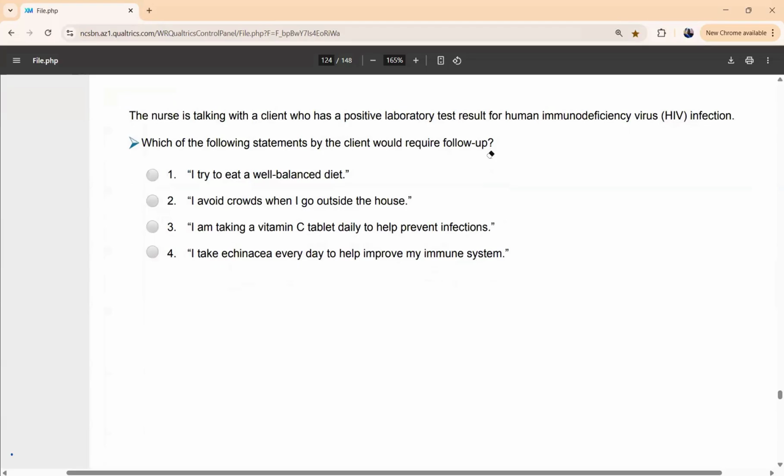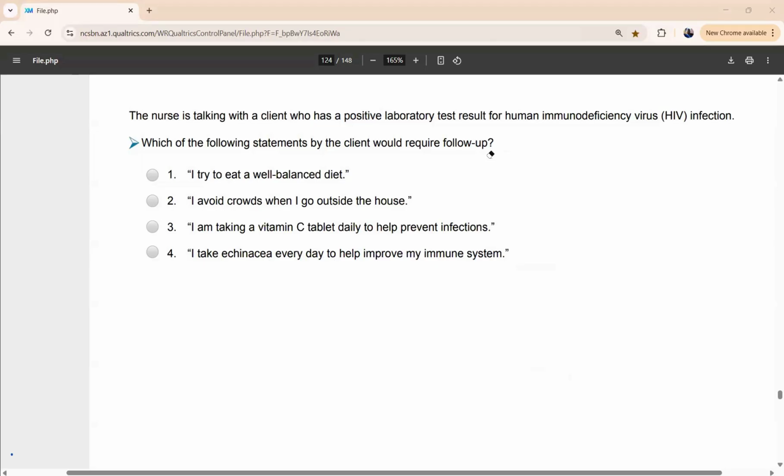Answer this. The nurse is talking with a client who has a positive laboratory test result for human immunodeficiency virus, HIV. So the nurse is talking to a client who is HIV positive. Which of the following statements by the client would require follow-up? So these are the 4 things that the client mentioned. So we need the one that the nurse needs to act on.